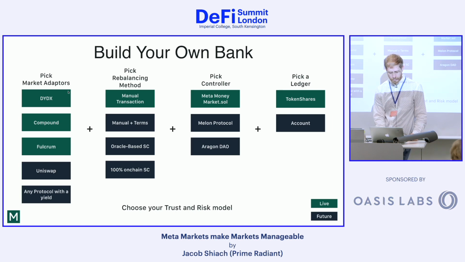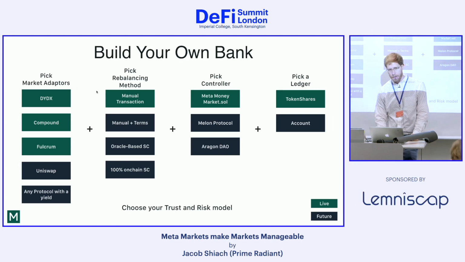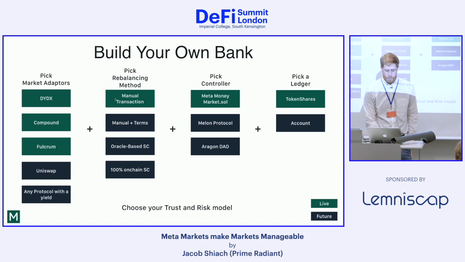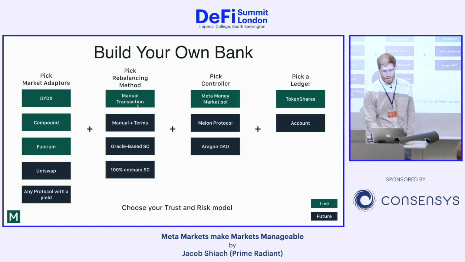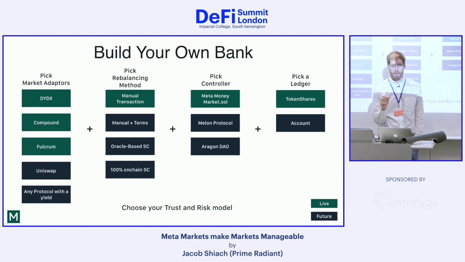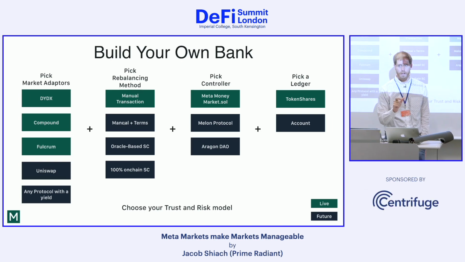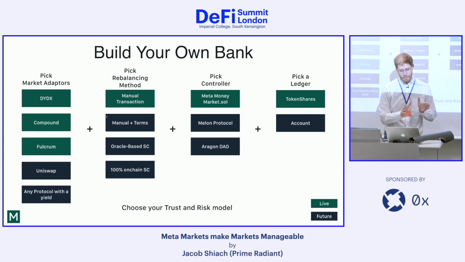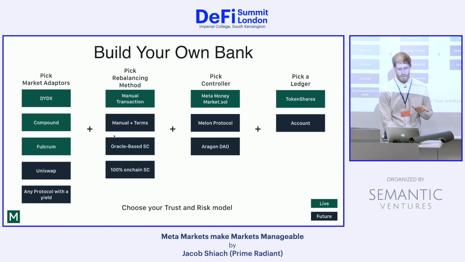And then you can pick a rebalancing method. Right now we're doing manual just because it's easier to do the math off chain. But you could do manual and then have a verification contract so that you can only do certain things within a bounds. You can do an Oracle-based smart contract, or you can do the 100% on-chain, which is the really cool stuff.